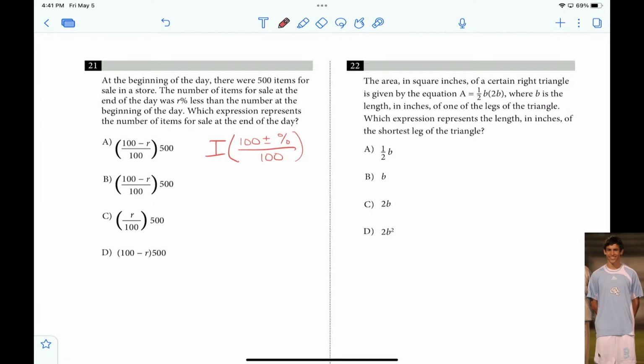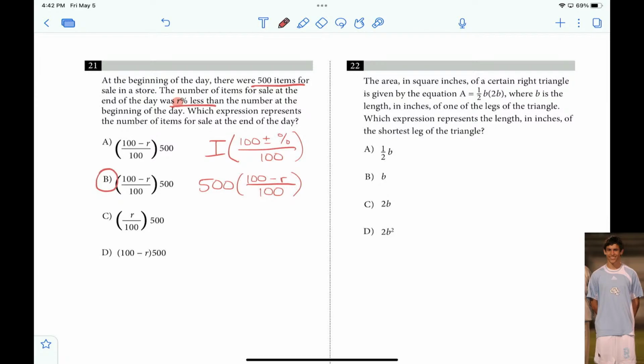So here they told us that we started with 500 items. So that is our initial value. And they told us that it's R% less. So since it's less, that means we're going to subtract. And notice how R actually is a number in front of the percent sign. So that would be the percentage. So we're going to say 100 minus R all over 100. And then if we remember multiplication, it doesn't matter if we say 500 times the parentheses or if we have the parentheses times 500. The order doesn't matter. The answer is B.